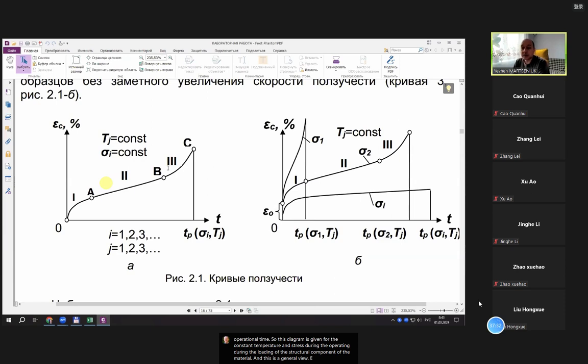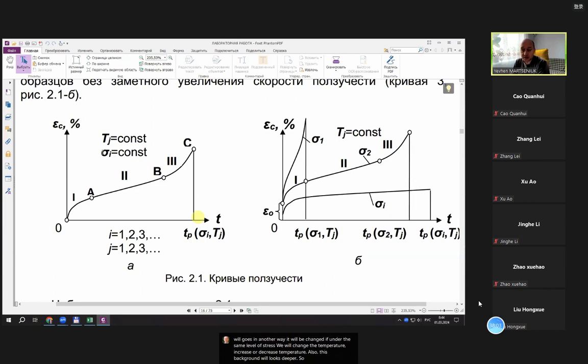If under the same temperature we load the material greater, so if we generate a higher level of stress, the diagram will go in another way. It will be changed. If under the same level of stress we change the temperature, increase or decrease it, this diagram will also look different.